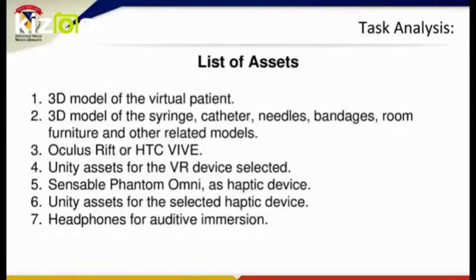Okay, now let's see the things that we need for the development of the project. So the first thing that we need is the 3D model of the virtual patient, along with the 3D models of the syringe, the catheter, the needles, bandage, room furniture, and any other related models. As a VR device, we're going to integrate the Oculus Rift, the DK2, or the HTC Vive, one of them. So we're going to need the assets for Unity for the VR device selected. Also, we're going to need the haptic device, that in this case is going to be the Sensable Phantom Omni. And we're going to need the assets for Unity 3D to integrate the Phantom into our project.